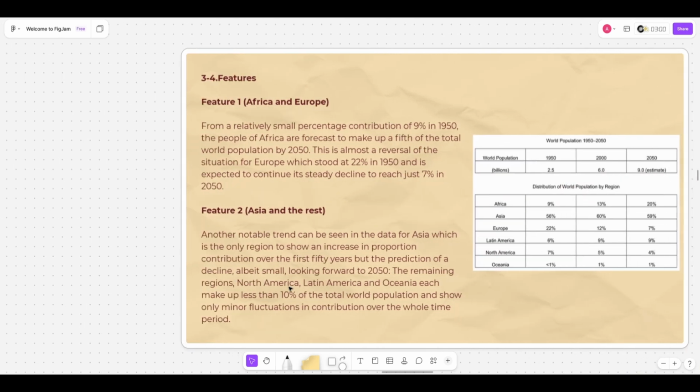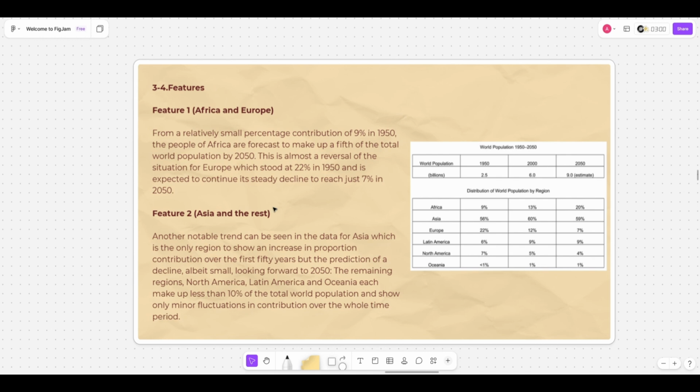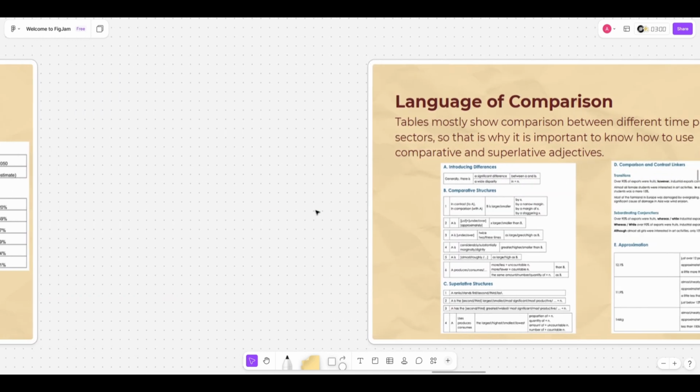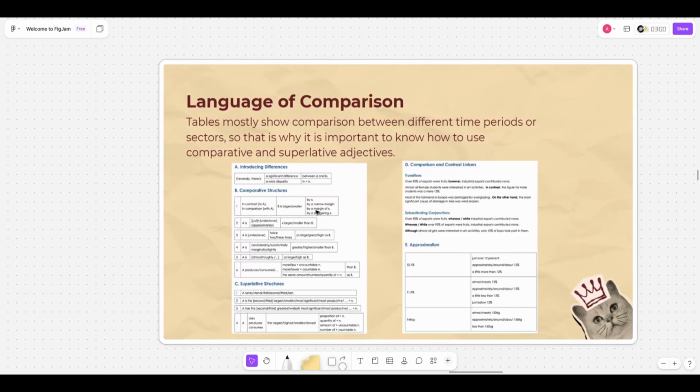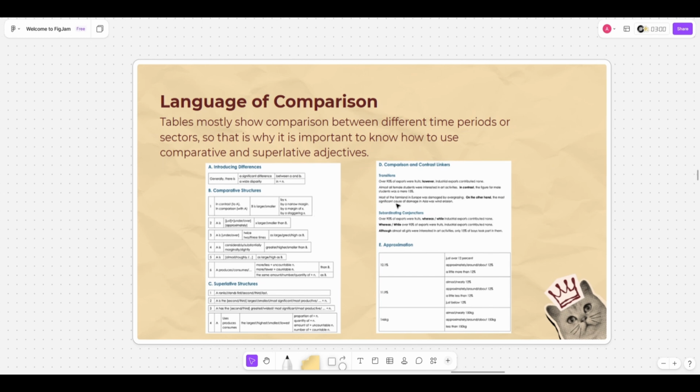Now let's look at how these two groups are written out in full. You can pause the video and then read it by yourself. And for the vocabulary, since tables often compare data across different time periods or categories, you need strong comparison language. And this slide gives you everything you need.